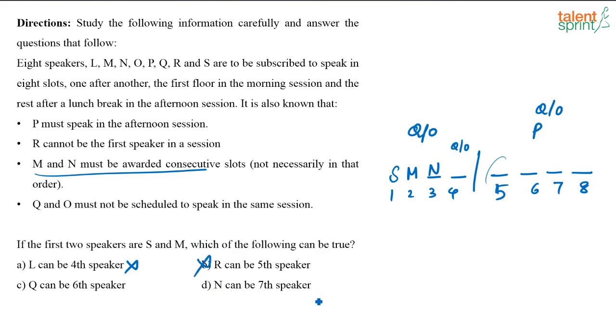N can be the seventh speaker. Can N be the seventh speaker? No, N is already in the third place. How can N be in the seventh place? Not possible. Q can be the sixth speaker, which is possible. Q can be here. It doesn't violate any other condition. So Q can be in the sixth place. So your answer is option C, Q can be the sixth speaker.